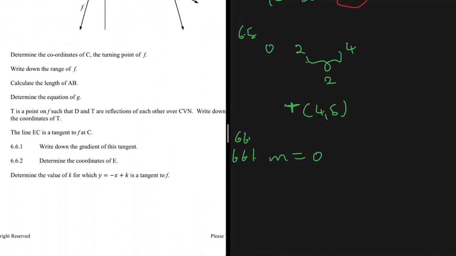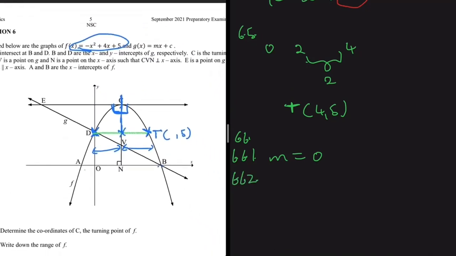And then let's determine the coordinates of E. So 6.6.2, we want the coordinates of E. So E is here, right? E is where g and the tangent intersect, right? So let's find the equation of that line EC. The equation of that line EC will be y equals mx plus c. We know fully well that the gradient is 0, so this part here falls apart, and we're just left with y equals c.